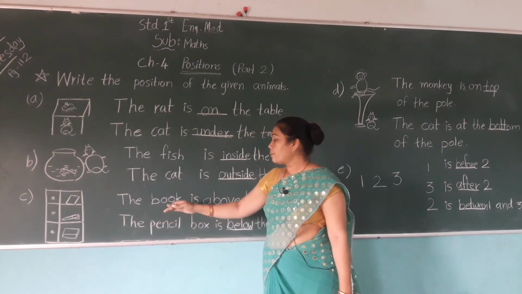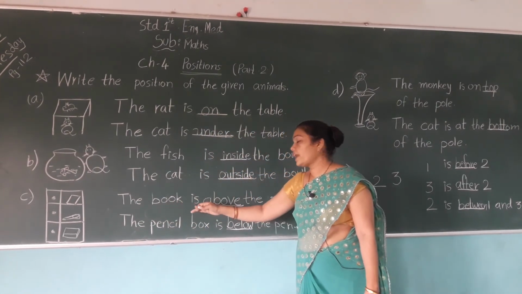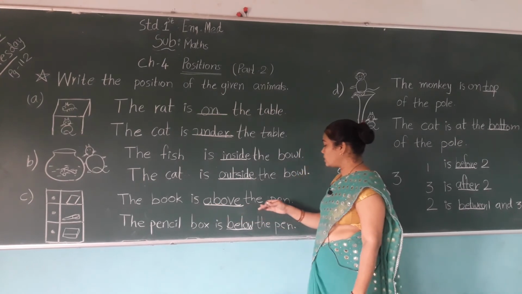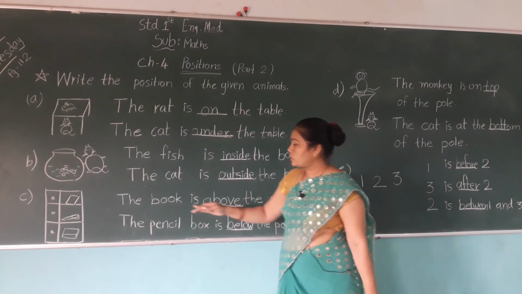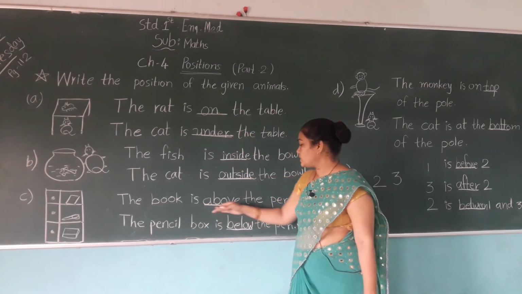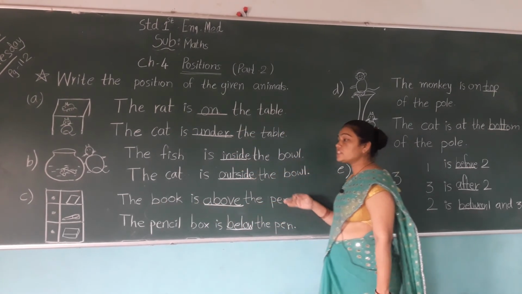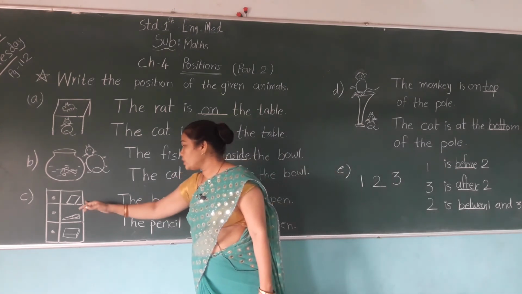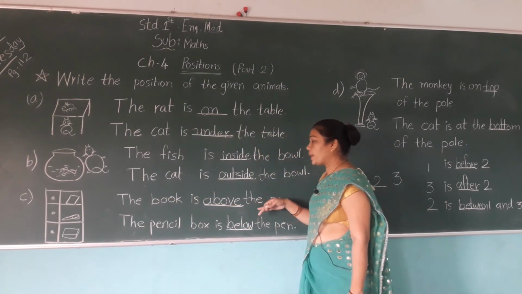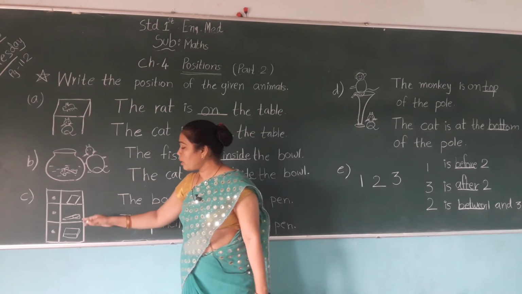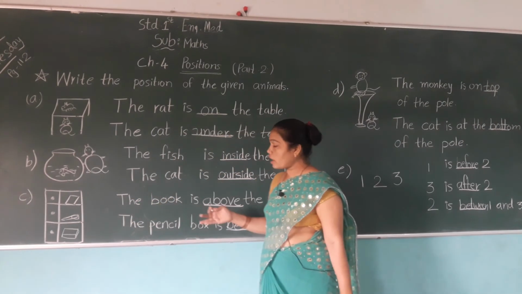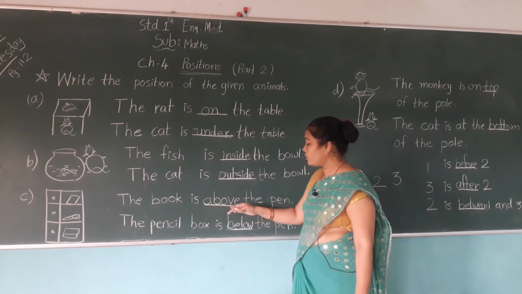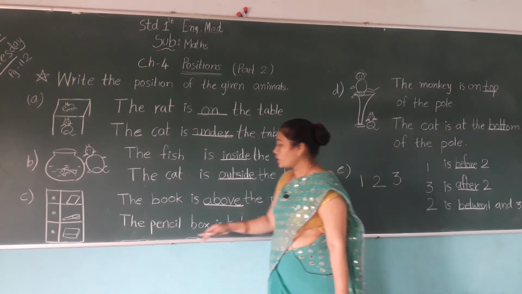The book is dash the pen. Where is the book? The book is above the pen. कहाँ है book? Above the pen. pen से ऊपर है ना, तो what we write? Above. A-B-O-V-E. Above.